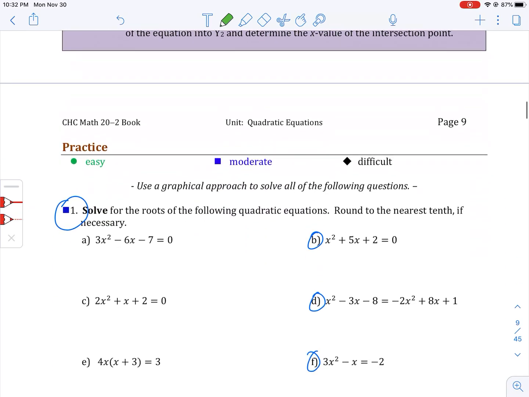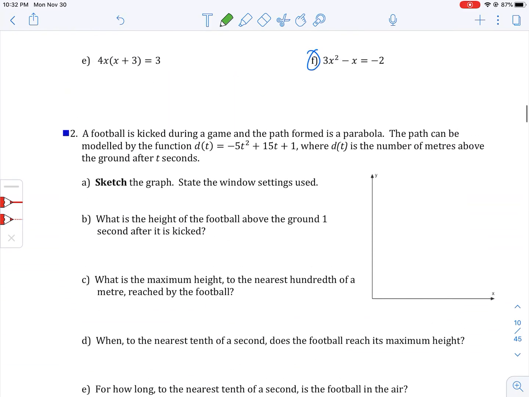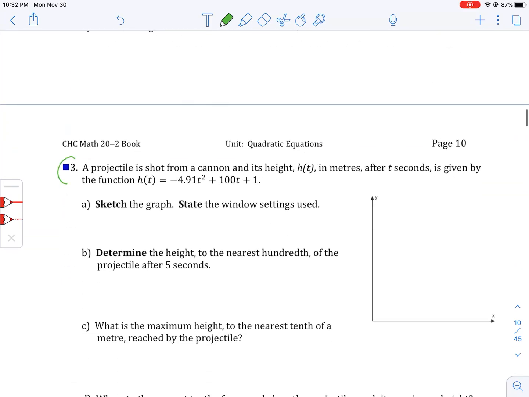Okay, so if you were to practice this question, we've already done number 1. I would say for sure you should practice and try number 3 at a minimum.